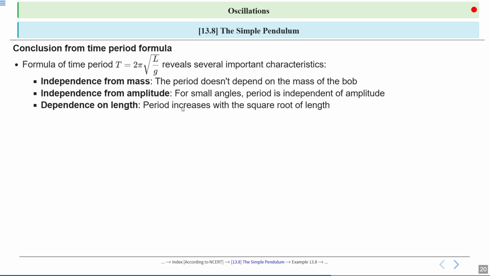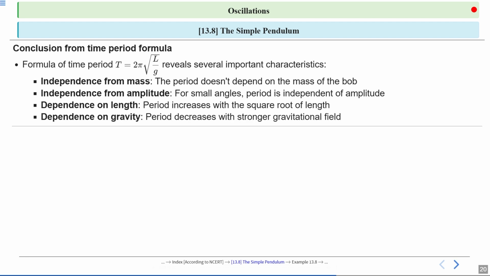Now look at the length L. The period increases as the square root of the length. So if you make the pendulum 4 times longer, the period doubles. And then dependency on gravity. If gravity is stronger, the period gets shorter, meaning the pendulum swings faster.